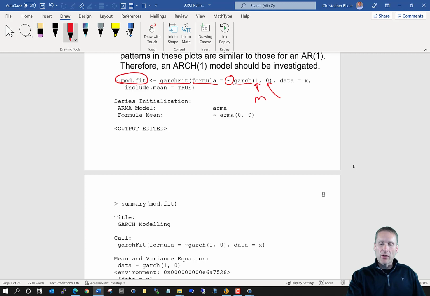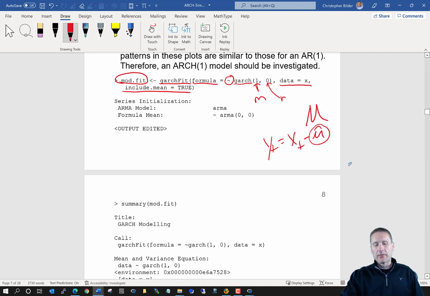We briefly talked about GARCH models in the past, and we know that there are different beta parameters associated with a GARCH model. The second value there corresponds to the value of r, which I'm going to set equal to 0 because we're just focusing on ARCH models right now. My data is in x, and include.mean equal TRUE, meaning that I do want to estimate mu. What that will essentially do is that our y_t is going to be x_t minus mu, or mu hat, you could say.